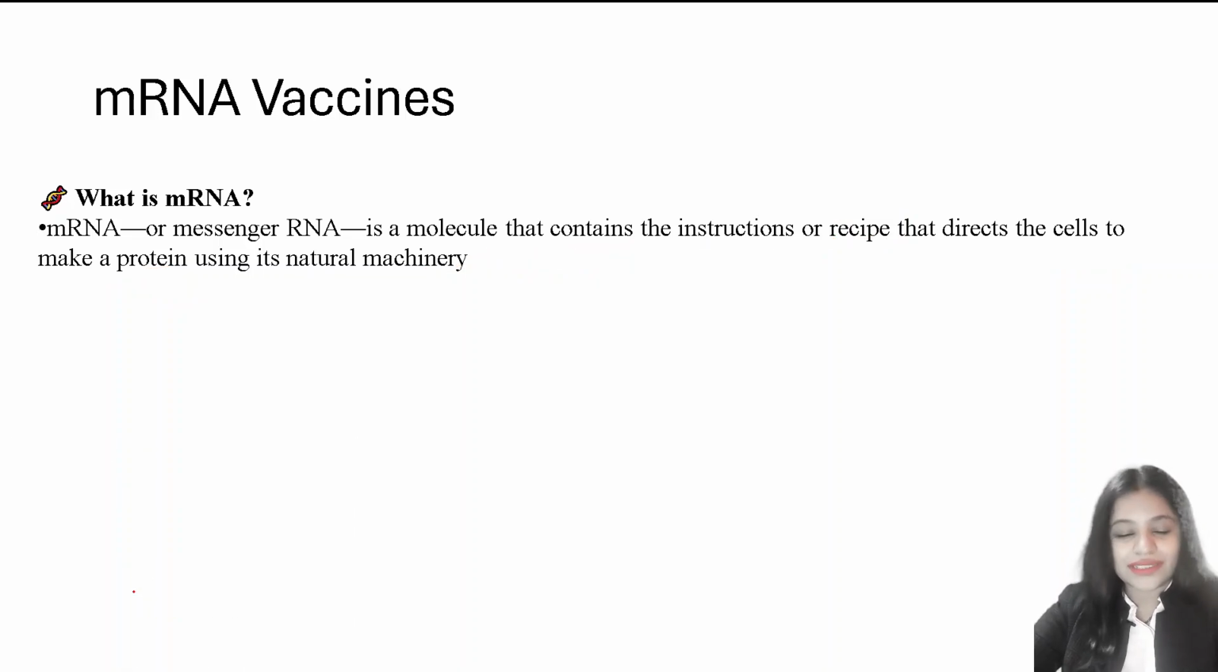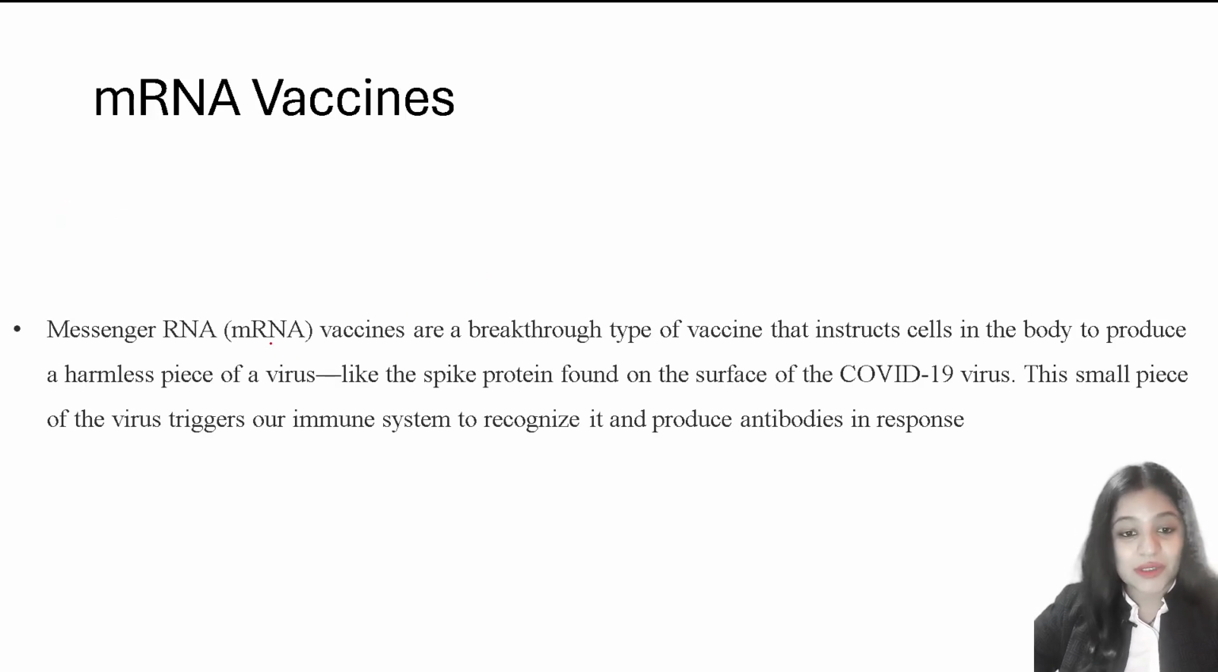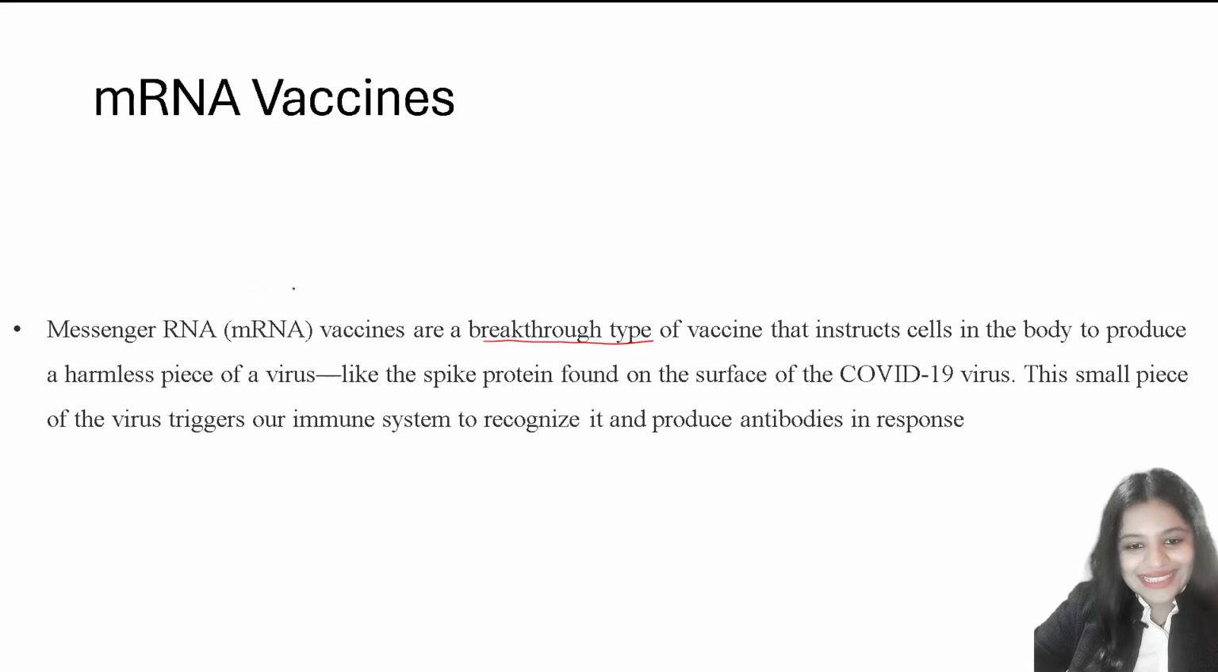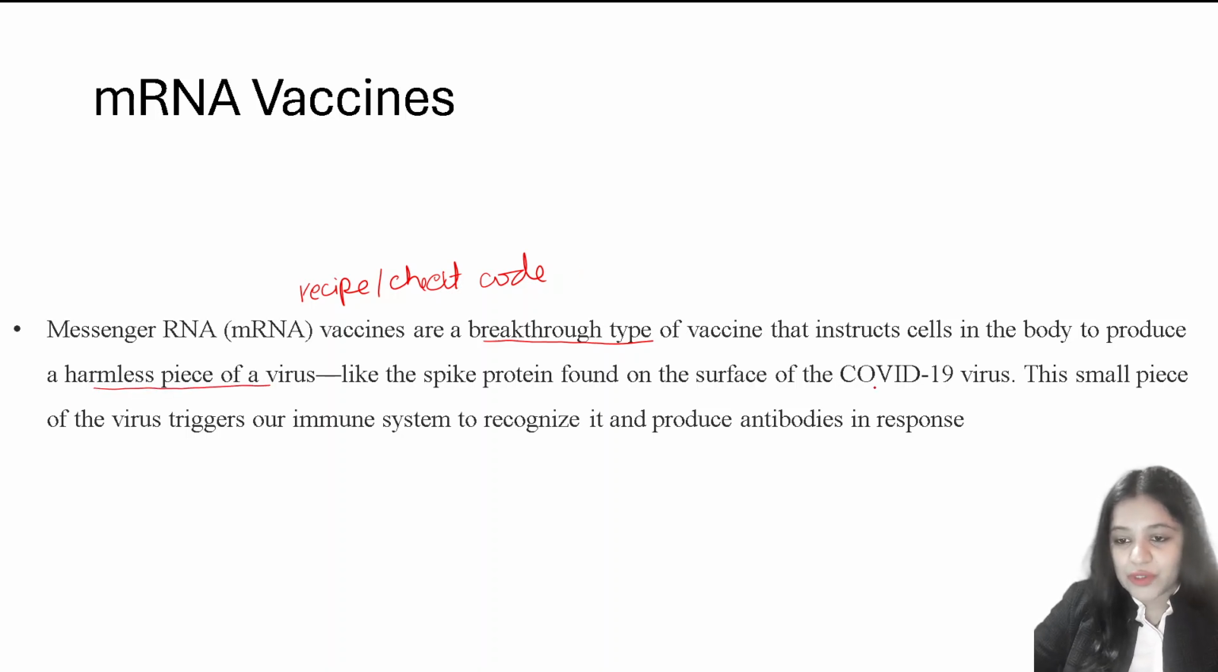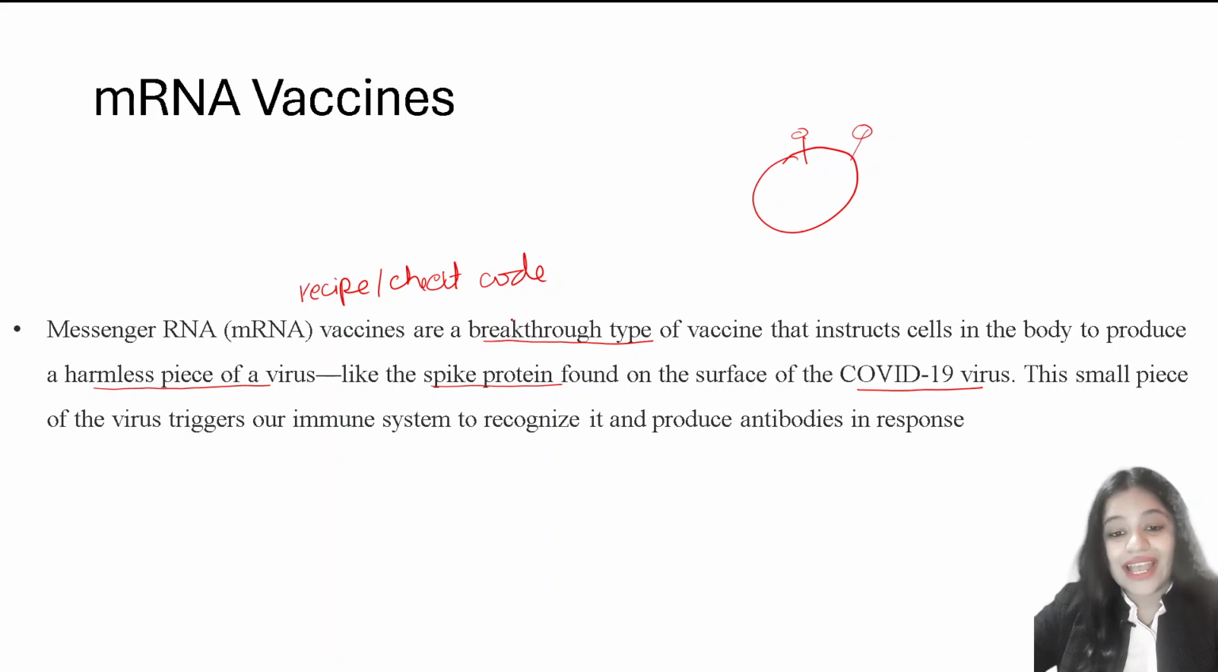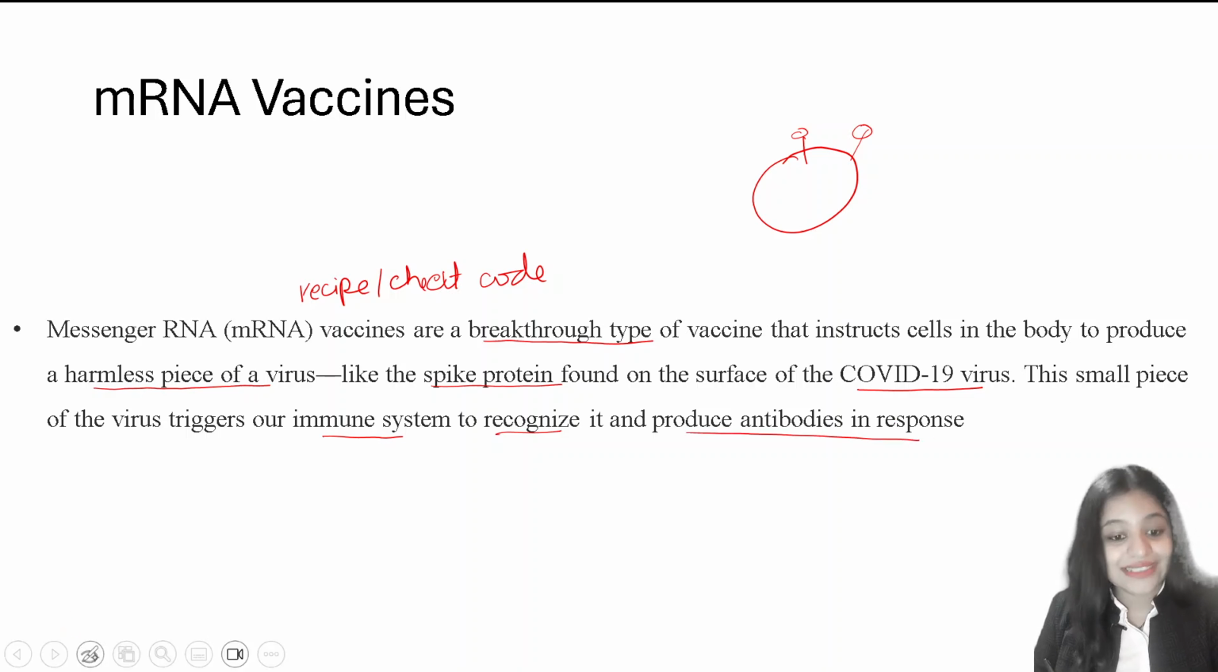Now, let's see what this mRNA vaccine is then. mRNA or messenger RNA vaccines are a breakthrough. It is quite new. It is a breakthrough vaccine that instructs cells in the body to produce a harmless piece of virus. That means it is giving the recipe, like a cheat code, to your body to produce a harmless piece of virus, like for COVID-19, the spike protein found on the surface. This small piece of virus triggers our immune system to recognize it and produce antibodies in response. Clear? This is the definition of an mRNA vaccine.